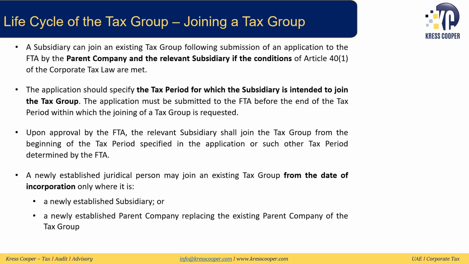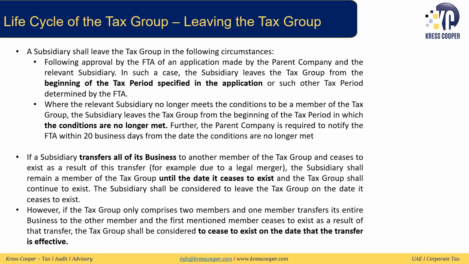So we have discussed joining a tax group. If a new subsidiary wants to join a tax group, they will need to give this application jointly with the parent company to be part of this tax group. We had discussed if a company wants to leave a tax group, it can be mandatory or voluntary. They can apply themselves for this, or if they are not meeting any condition, they need to apply mandatorily within 20 business days if they want to avoid any penalty.